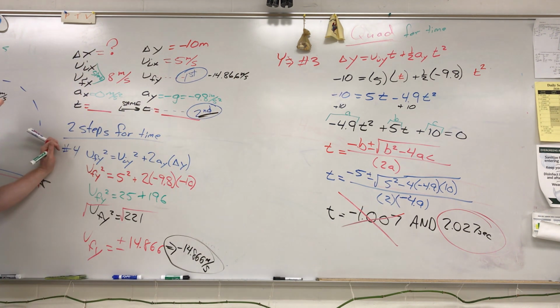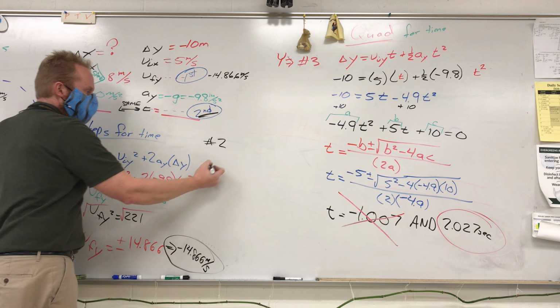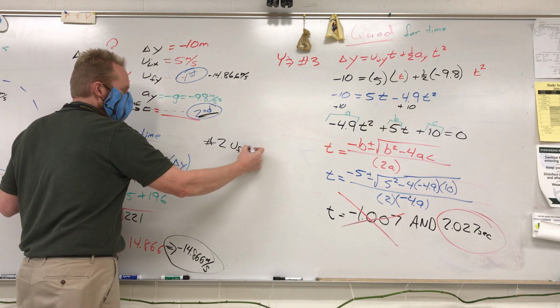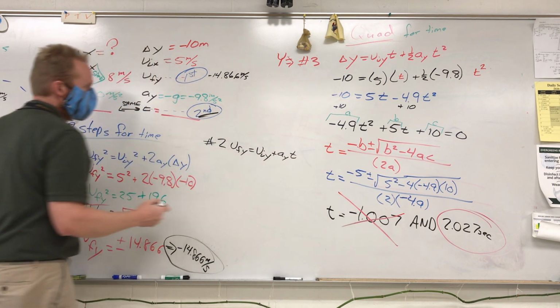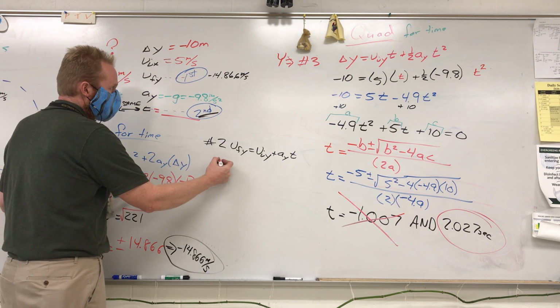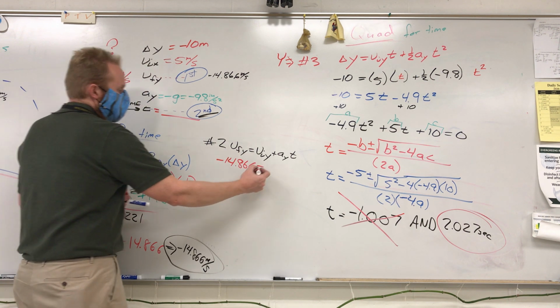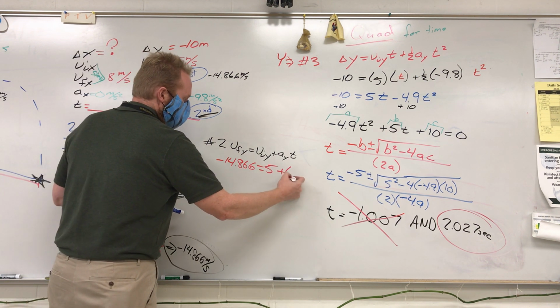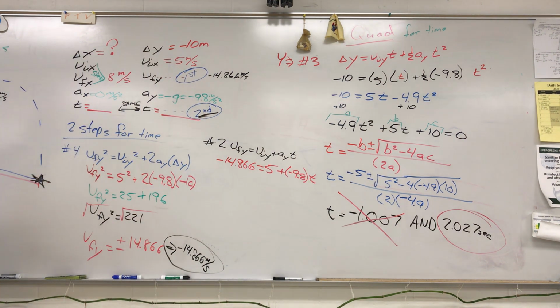Now we can solve for time, and we can avoid using equation number 3. You could use number 5, you could use number 2. I like number 2: VFY is equal to VIY plus AY times T. Because we determined the final velocity in the y direction was negative 14.866, we can plug in the rest of my numbers. That's equal to 5 plus a negative 9.8 times t.